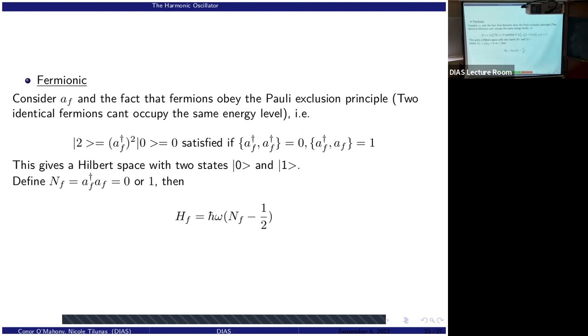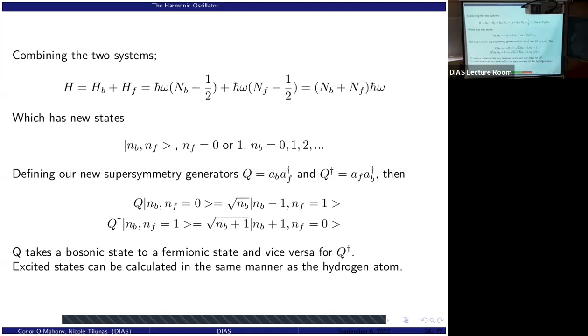So then we can combine our two systems by simple addition. This gives us a supersymmetric Hamiltonian for the combined fermionic and bosonic harmonic oscillator, and you can see that at the top of the slide here. So now we have new states NB and NF, where NF is the number of fermions, which is 0 or 1, and NB is the number of bosons, which is an arbitrary integer. For an even number of fermions in a system, it behaves as a bosonic system. Similarly, if there was an odd number of fermions, it behaves like a fermionic system.